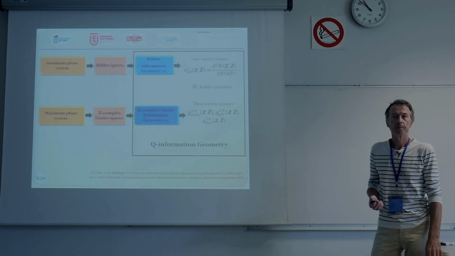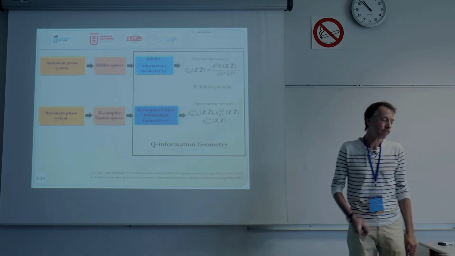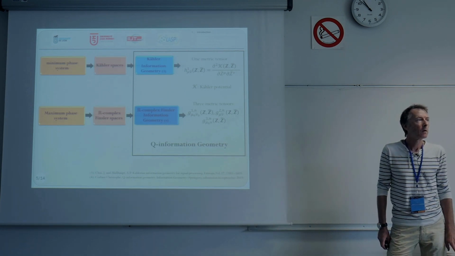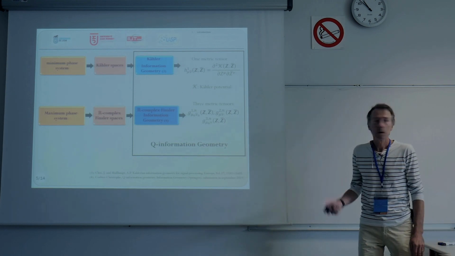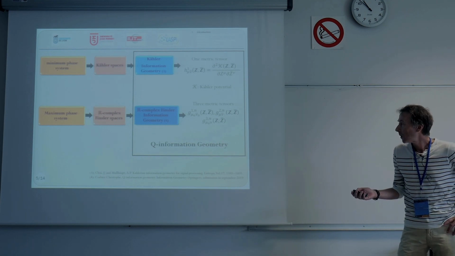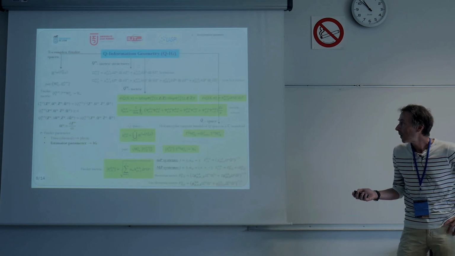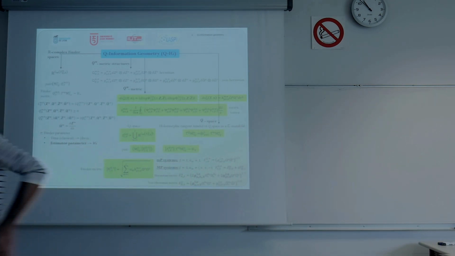Other questions? So if not, I have a small question myself. I wonder, when you introduced the Q information geometry, I believe it was slide 8, when you introduce that homogeneity condition, what does it mean from the point of view of the system, physically?